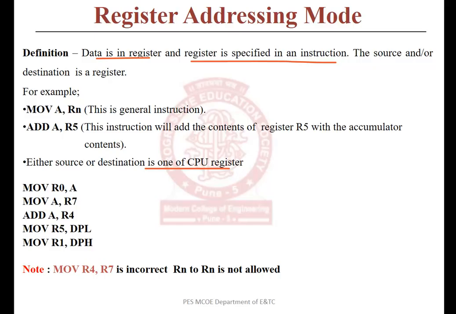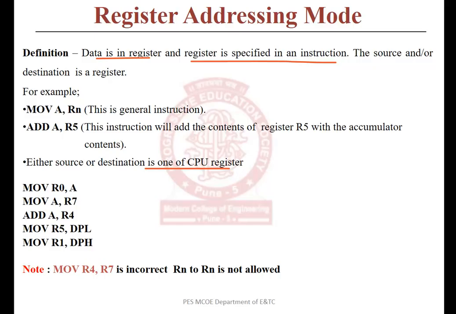As I said, DPTR is a 16-bit register. So for that we have two registers to store the lower byte and higher byte of the 16 bits. For the lower byte the DPL register is there, and for the higher byte the DPH register is there. So the lower byte of DPTR is stored into R5 and the higher byte of DPTR is stored into R1.